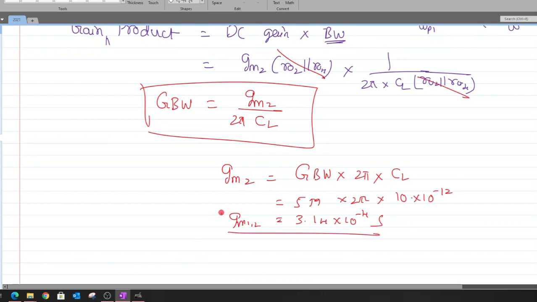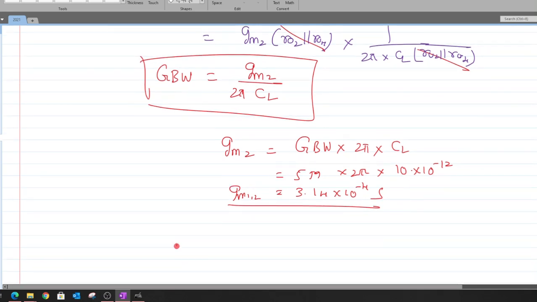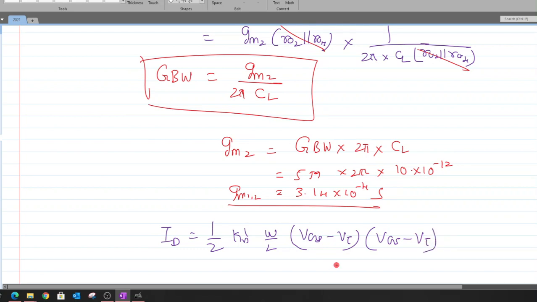Once I got the value of GM1,2 from the gain bandwidth product specification, I still have to calculate the aspect ratio of the transistors M1 and M2, right? To calculate that, I make use of the GM expression or the current equation, which we write as half Kn dash W by L and then VGS minus VT square. The square I'm splitting into two components. Yes, this is what I have.